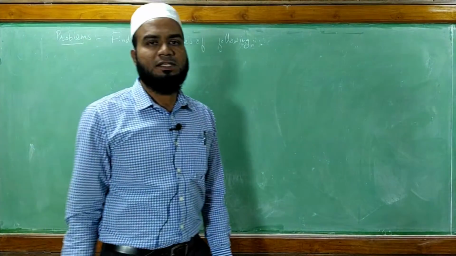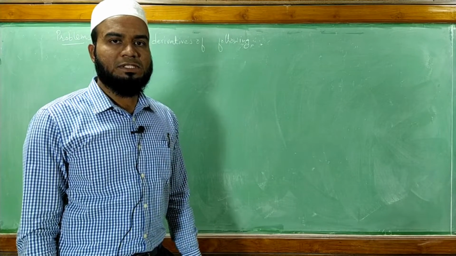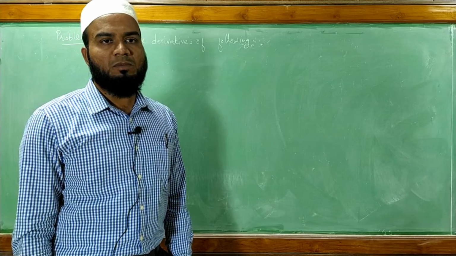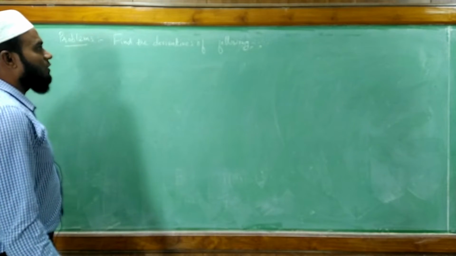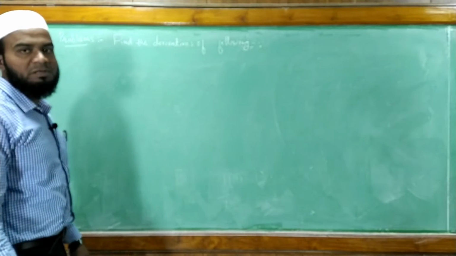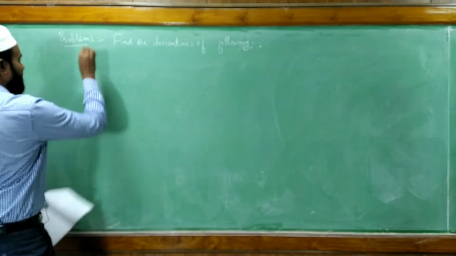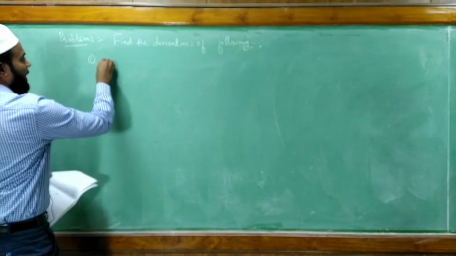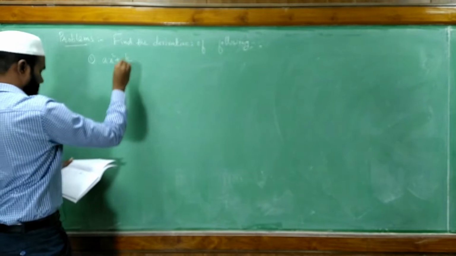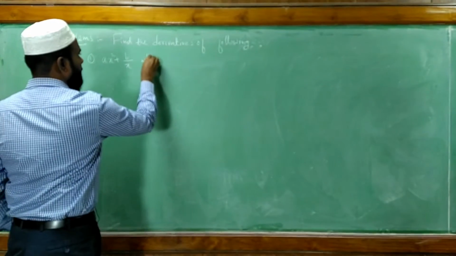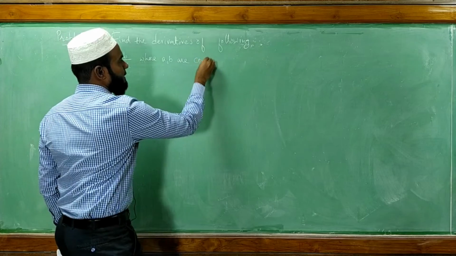Okay students, just now we have seen a few standard formulae. By using those standard formulae, we will see a few problems, right? So the problem is, find the derivatives of the following. One function will be given, we have to evaluate the derivative of that. So the first function is ax square plus b by x, where a, b are constants.